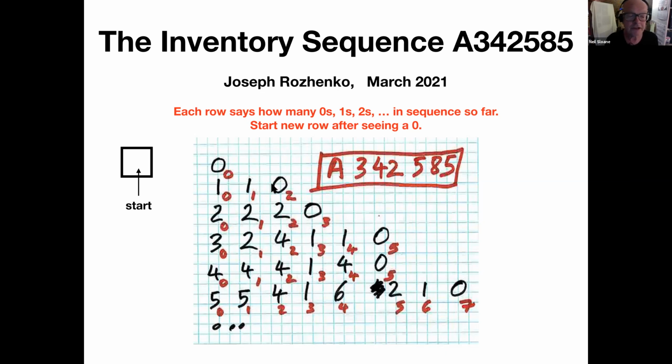And then we say, how many 2s have we seen so far? Well, there aren't any. So we write down a 0. And when we write down a 0, we start a new chunk. Okay, so the next chunk, and we always say, how many zeros? Okay, we've got 2 zeros. How many 1s? We got 2 1s. How many 2s? We've got 2 2s. We just created them. And how many 3s? 0.